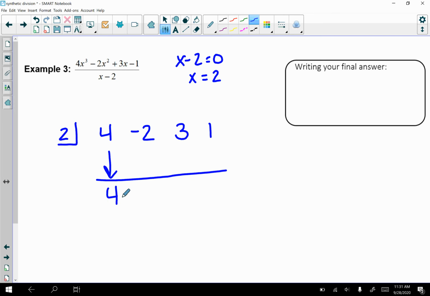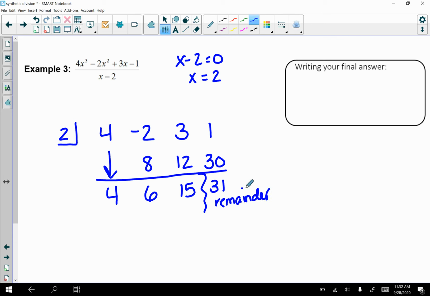Bring down your first coefficient. Now we multiply. 4 times 2 is 8. Now we add. -2 plus 8 is 6. Now we multiply. 6 times 2 is 12. Now we add. 12 plus 3 is 15. Now we multiply. 15 times 2 is 30. Now we add. 1 plus 30, 31. Remember, this is my remainder.